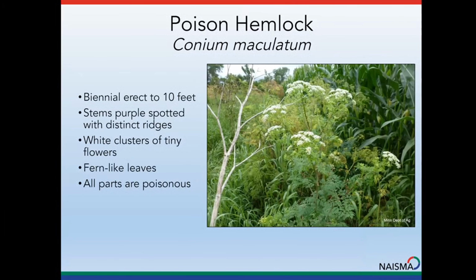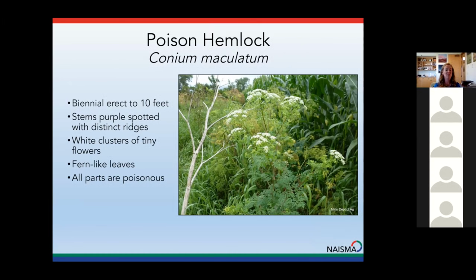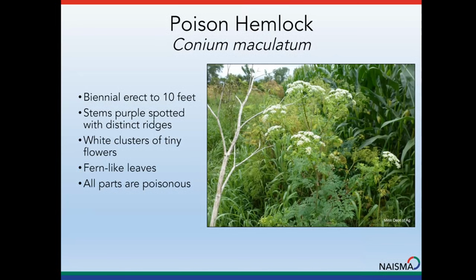Then we move on to poison hemlock, Conium maculatum, which is a poisonous plant as described. It is a biennial, can grow very tall, up to 10 feet, grows in a lot of different situations, but does like water. And its stems have purple spots with distinct ridges along the stem. The flowers are tiny and clustered at the top of the plant in these big, almost plate-like inflorescences. And the leaves are very delicate looking, lacy or fern-like. And of course, all parts of this plant are poisonous. It's very bright green in color.